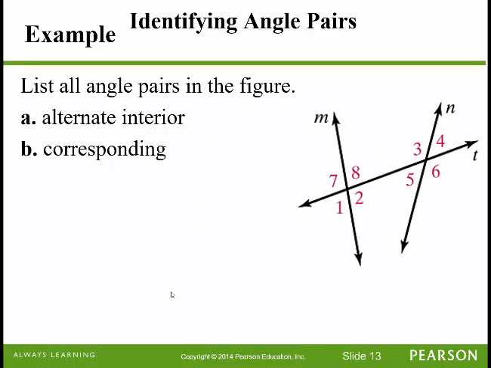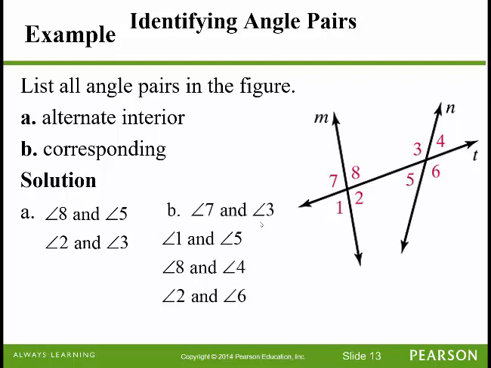All right, so let's do an example. I've got these two lines here, lines M and N, and they're cut by a transversal. So let's identify the alternating interior and the corresponding angles for this. All right, so the alternating interior angles, 8 and 5, those are alternating interior, and 2 and 3 are alternating interior. So the corresponding angles, there's a bunch. 7 and 3 are corresponding. 1 and 5, 8 and 4, 2 and 6, just by the definitions.